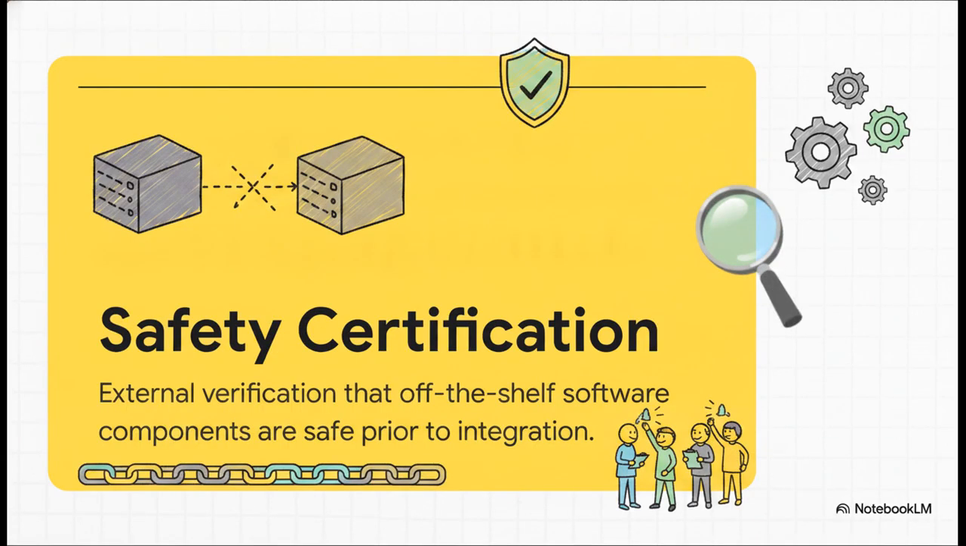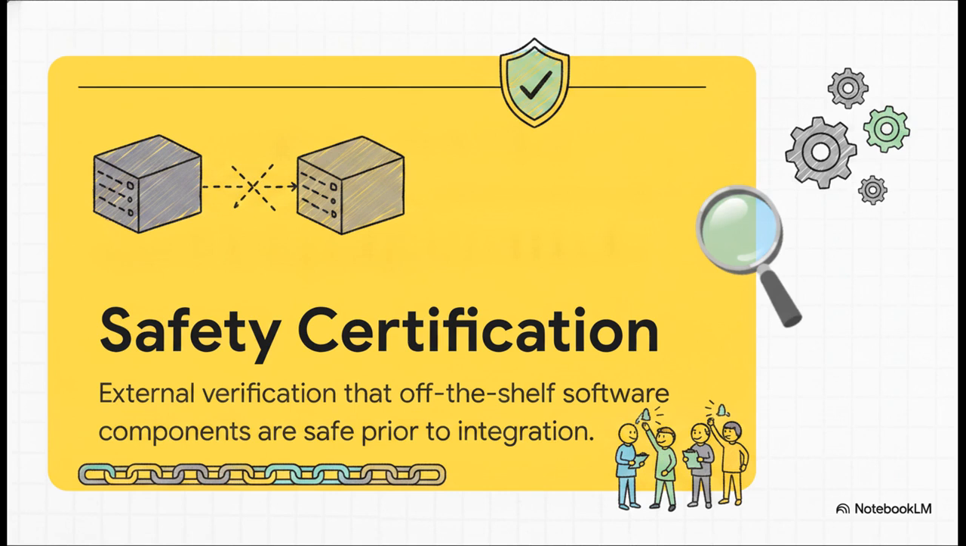Finally, in our human-led processes, we have safety certification. Often, a development team will buy an off-the-shelf software component to save time. Makes sense, right? But in a safety-critical system, you absolutely cannot blindly trust external code. Safety certification is the process where an entirely independent external team verifies and certifies that this external software is genuinely safe before it is ever allowed to be plugged into the critical system.